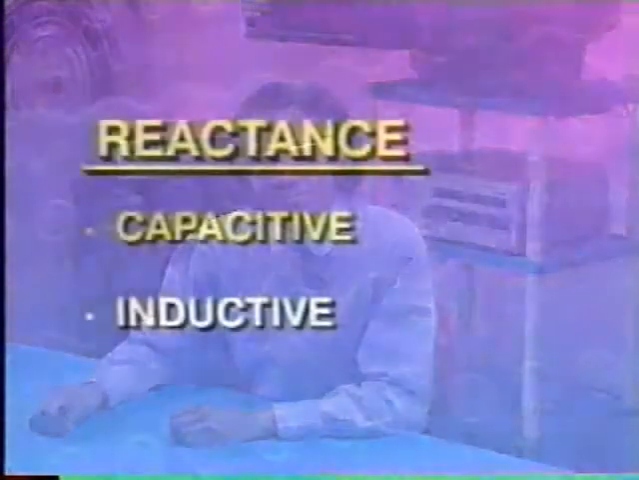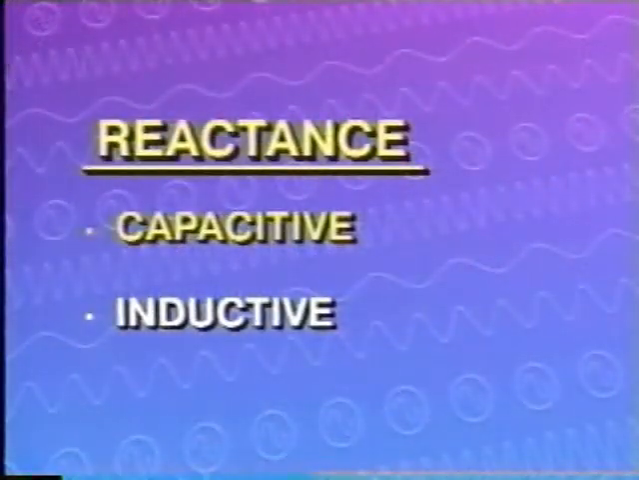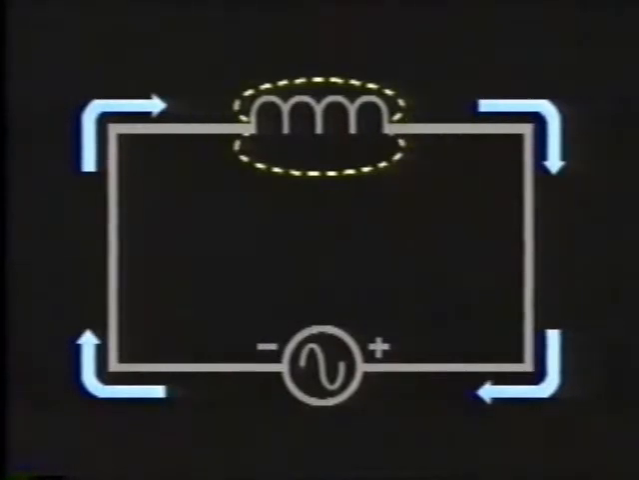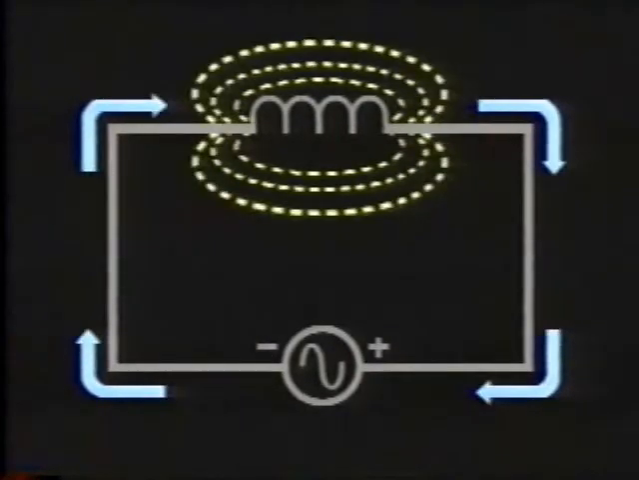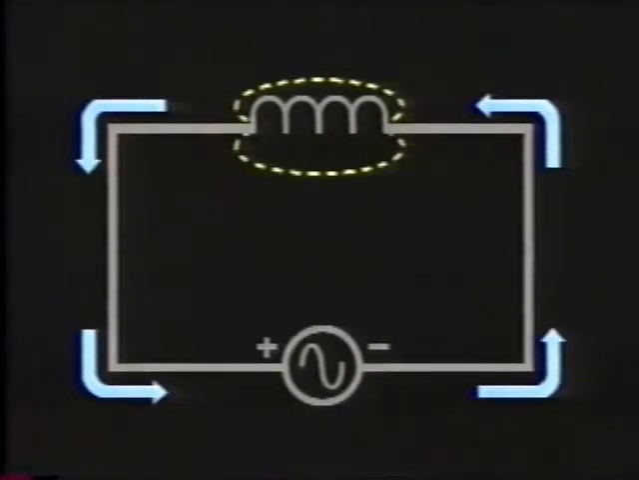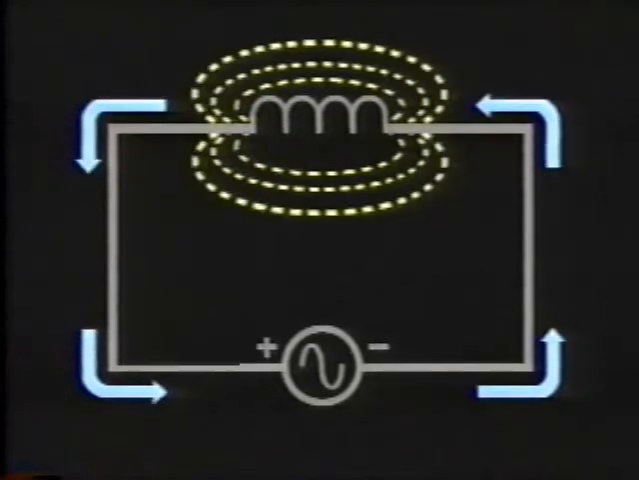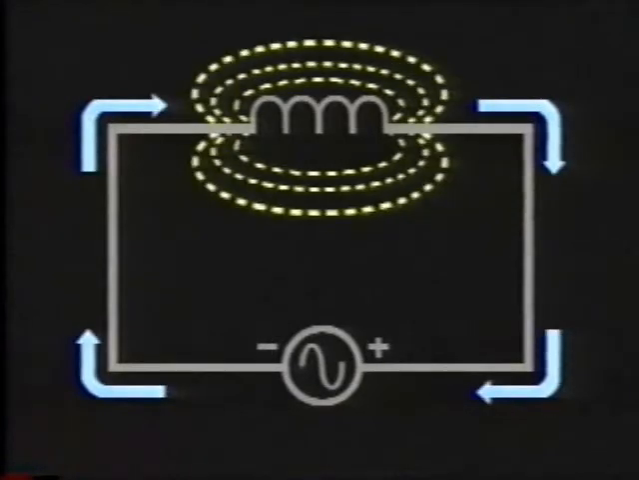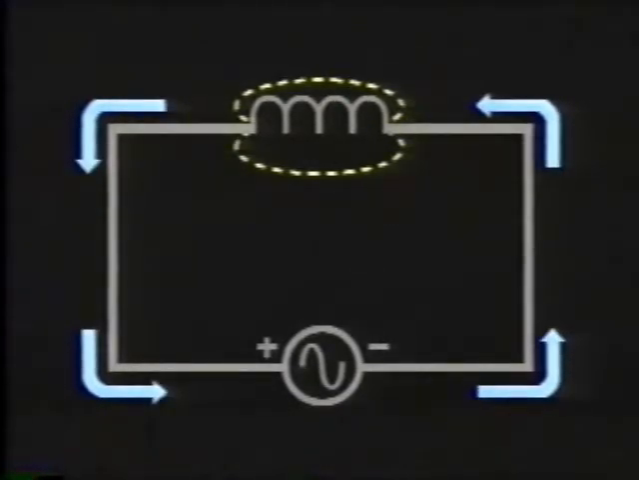Let's examine a second form of reactance, inductive reactance. This type of reactance is the opposition of inductance to an alternating current flow in a circuit. As you saw in the last video, when an inductor is connected to an AC source, the current is changing continuously. The counter-electromotive force that is induced within the coil opposes the tendency for the circuit current to change in magnitude.